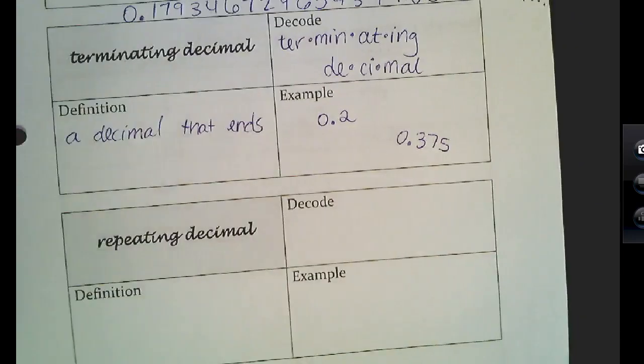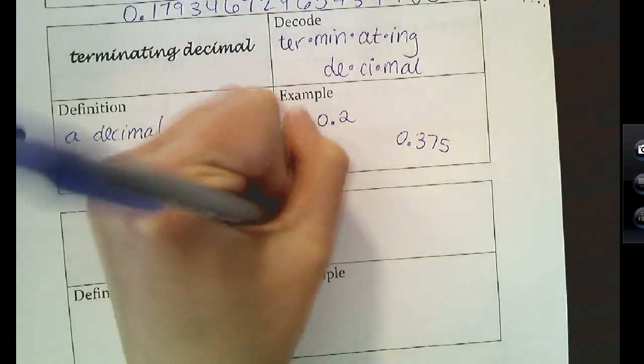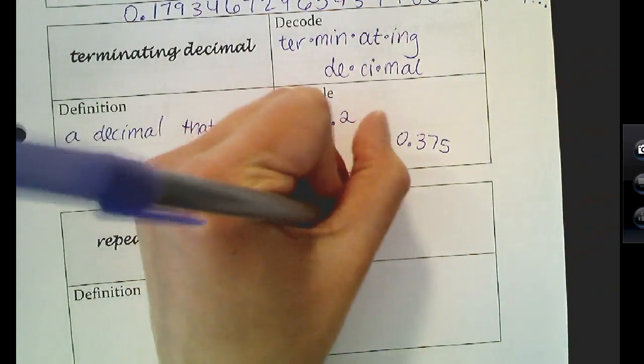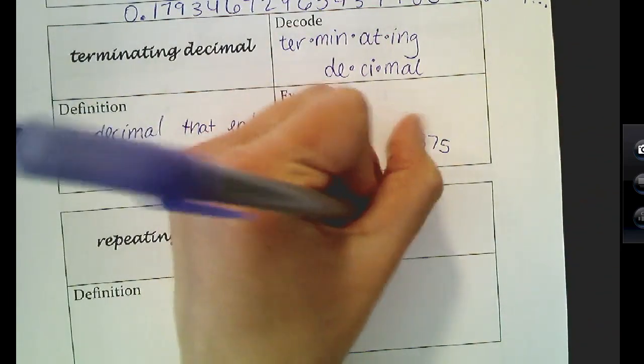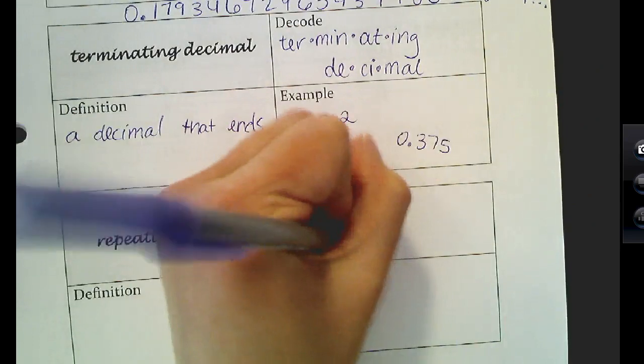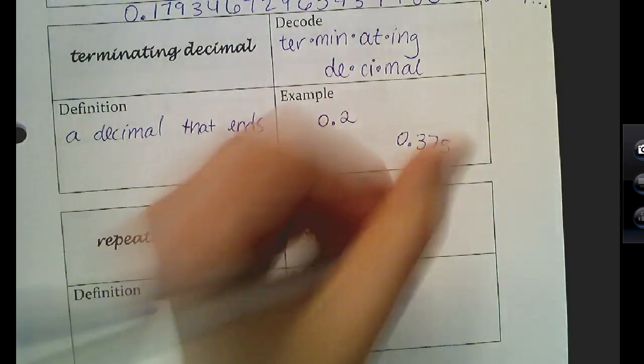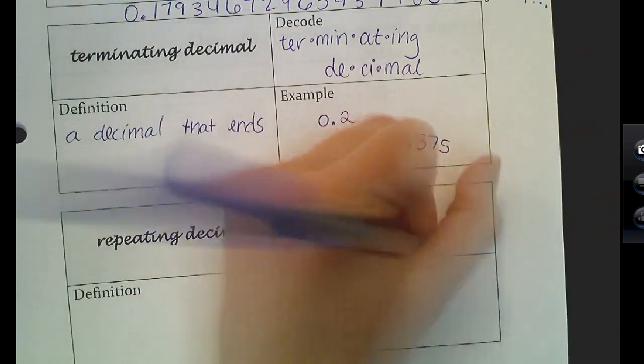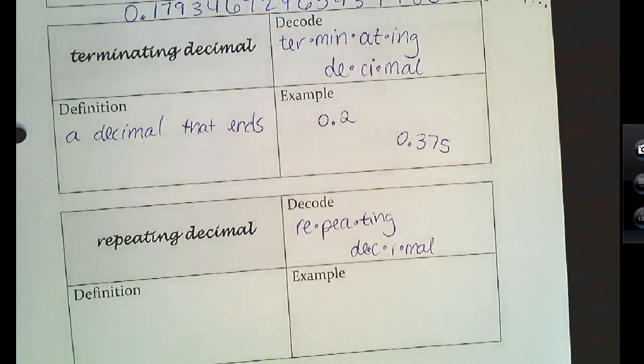You could also have what we call a repeating decimal. So go ahead and decode repeating decimal. And a repeating decimal never ends.